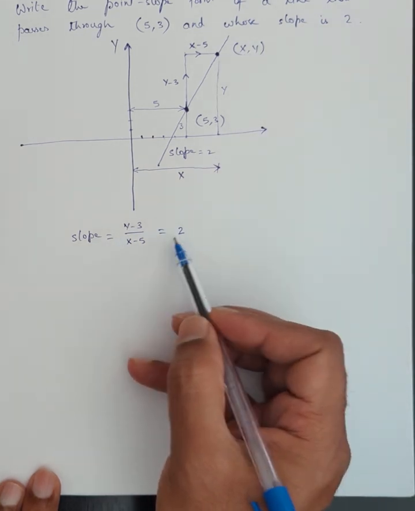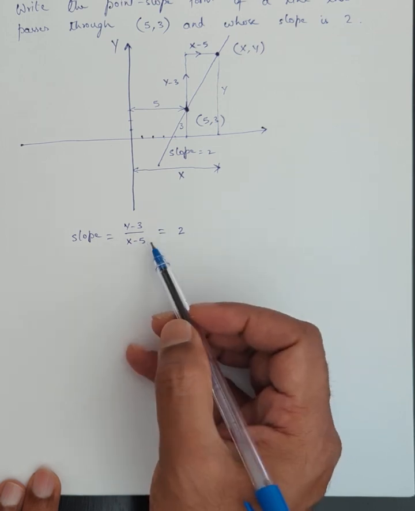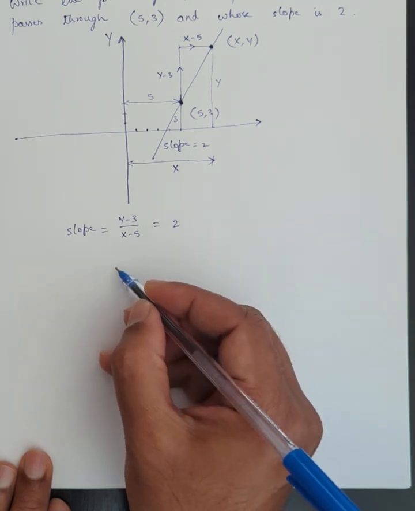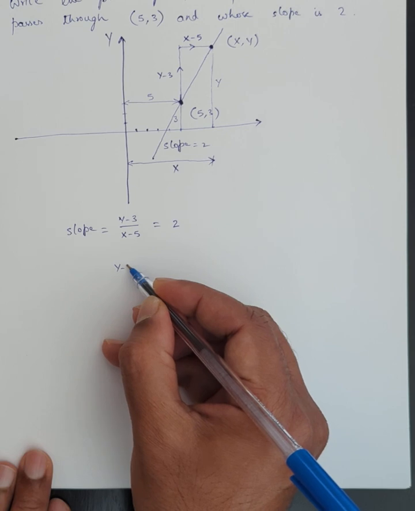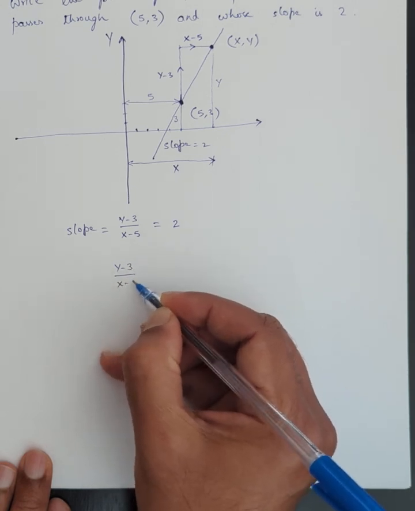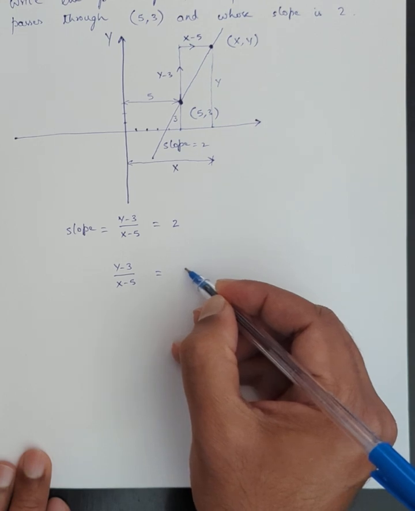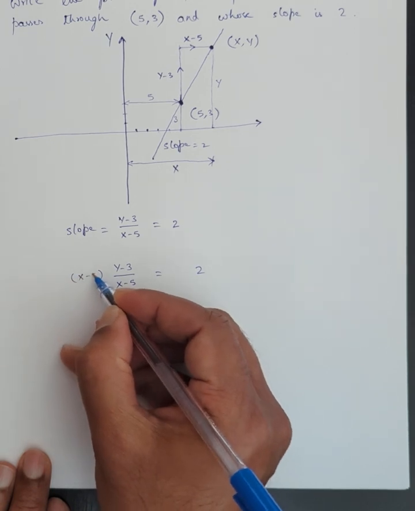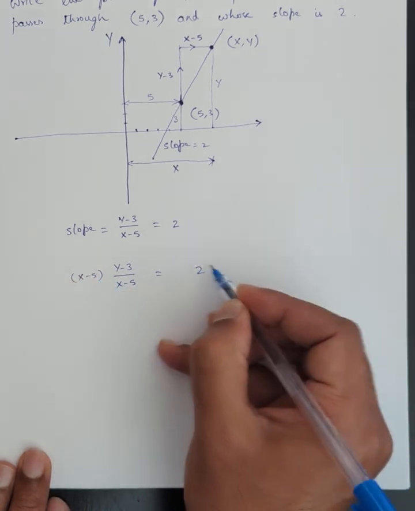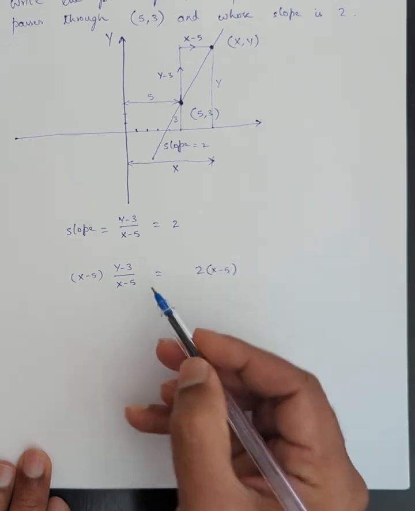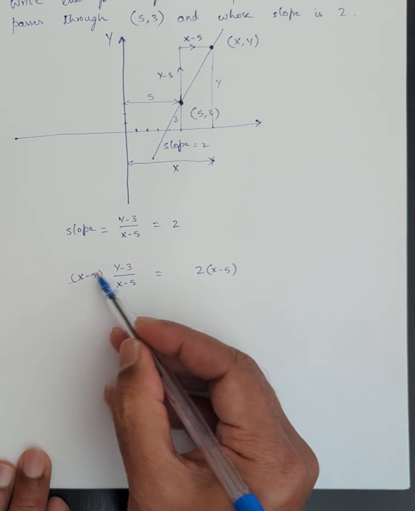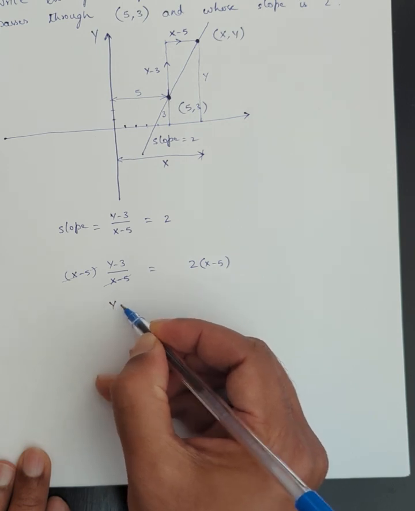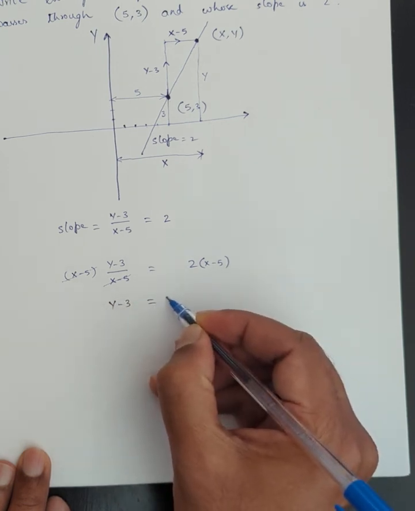So just like in slope-intercept form, we don't want to write the equation in that form because it has fractions. So what we will do is multiply both sides by the denominator. I'm going to copy my expression, and multiply both sides by x minus 5. Then this x minus 5 will cancel this x minus 5, leaving me with just y minus 3 equals 2 parentheses x minus 5.